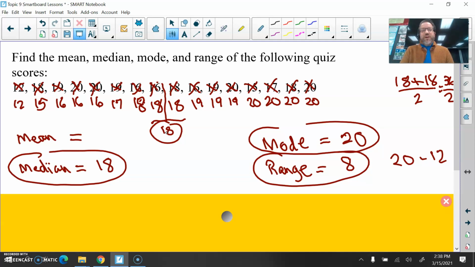Not too difficult so far. The mean is going to take the most work because now I have to add all of these numbers together. There are 16 of them to add together, and then divide by how many there are. Well, there are 16 of them there, so I know I will be dividing by 16. But first things first, let's add all these numbers together. You can use a calculator for that.